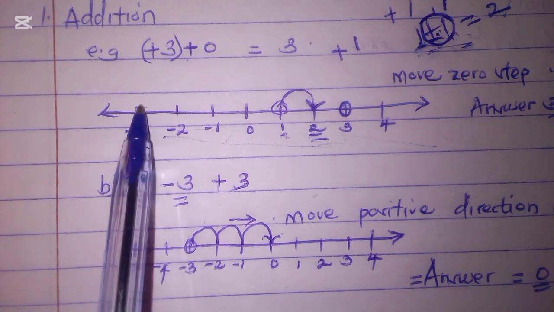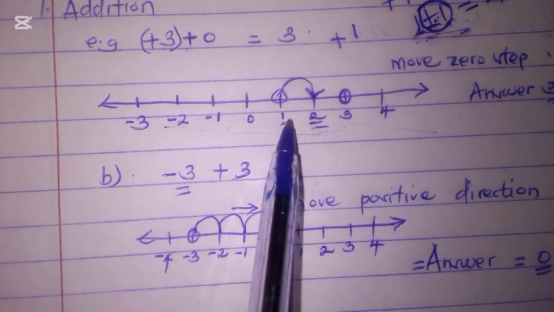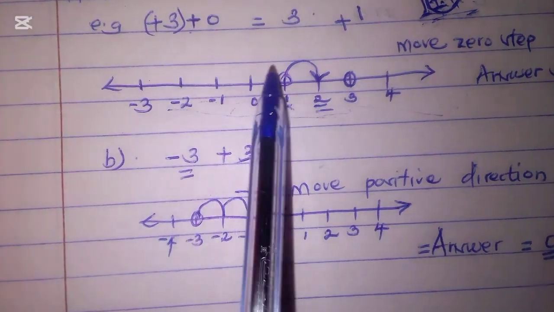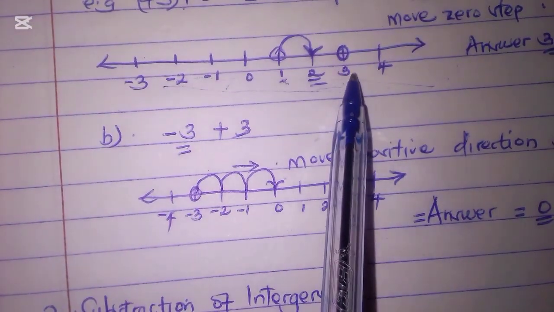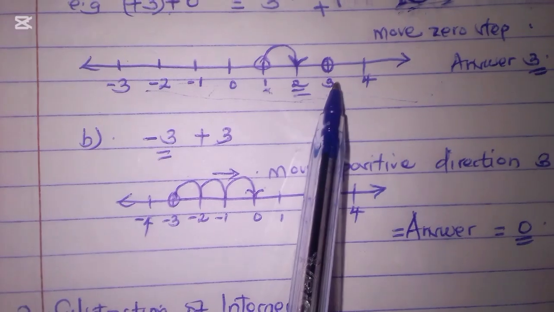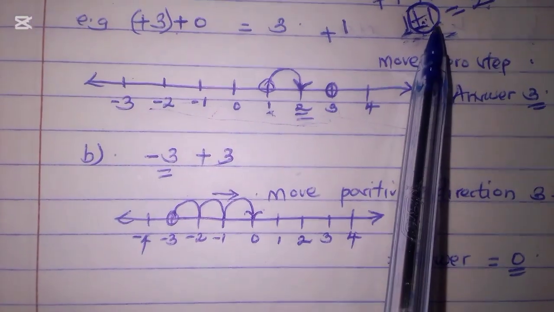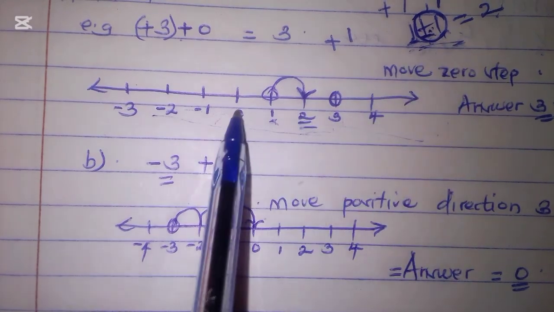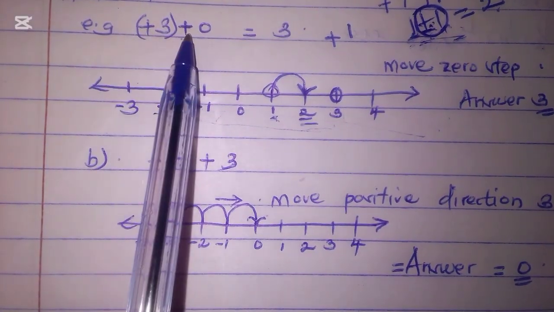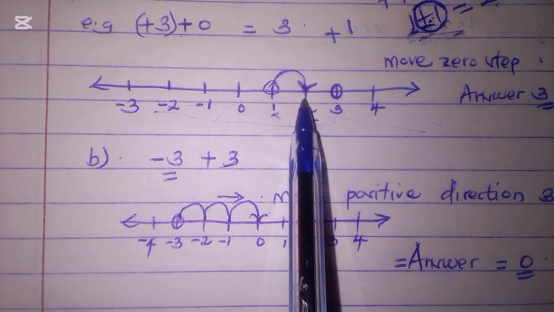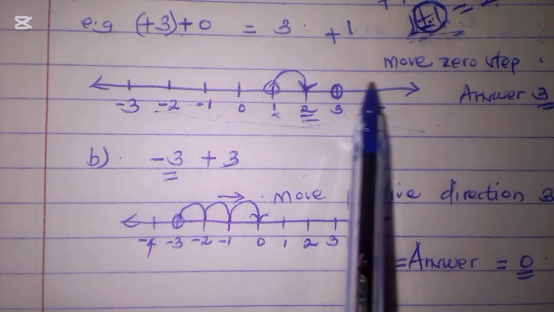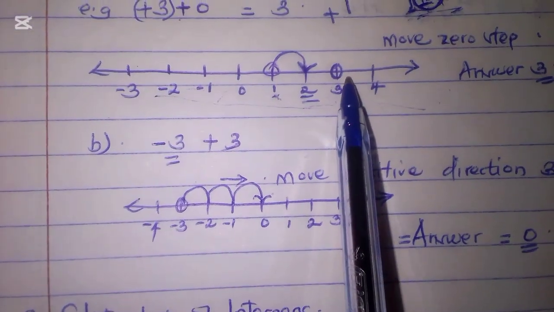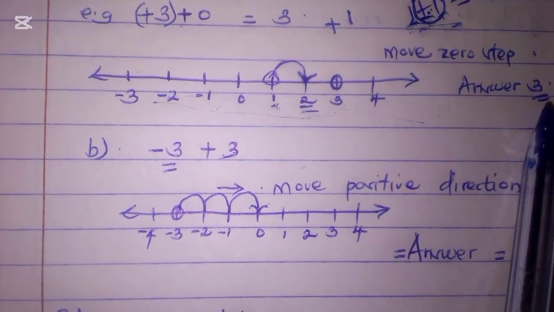So from our first example, that is positive 3 plus 0. This simply means we are adding 0 to positive 3. You will simply identify where 3 is. It's here. So we're supposed to move 0 steps. Here we were moving 1 step towards the positive direction because of positive 1. But now, our question is positive 3 plus 0. It means we are going in the positive direction, but now 0 steps. It means we will still be at positive 3. So positive 3 becomes our answer.